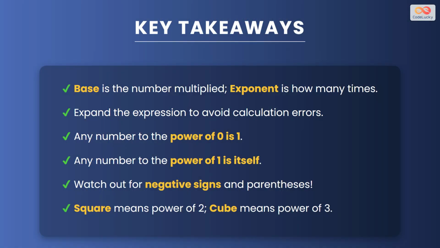Let's wrap up with the key points. Remember that the base is the number you multiply, and the exponent is how many times you multiply it. Always write out the expansion to avoid errors. Don't forget the special rules for 0 and 1, and be extra careful with negative signs and parentheses.